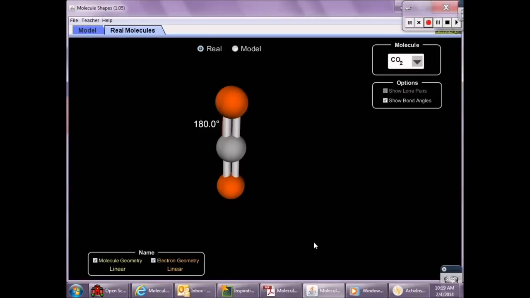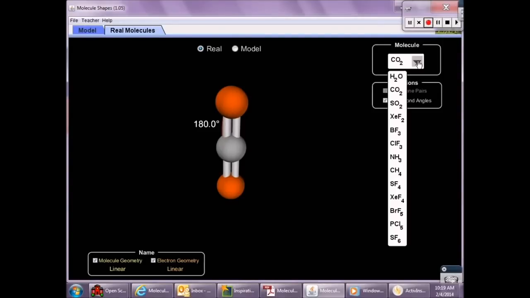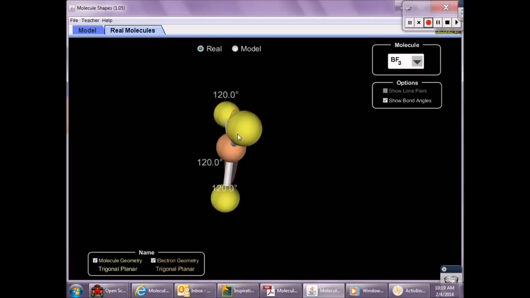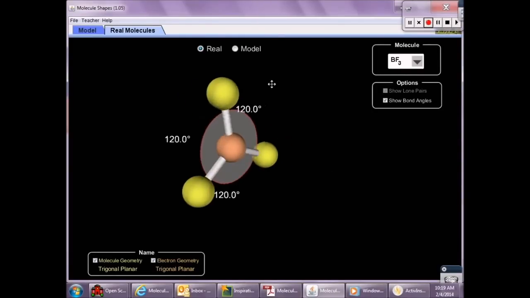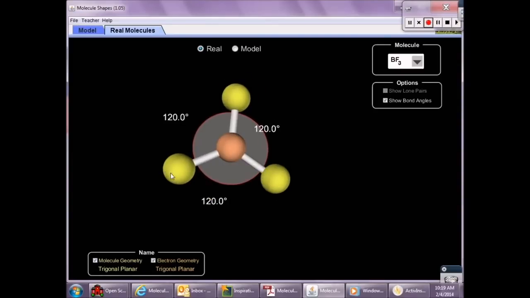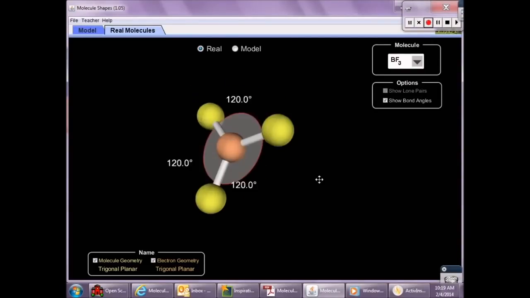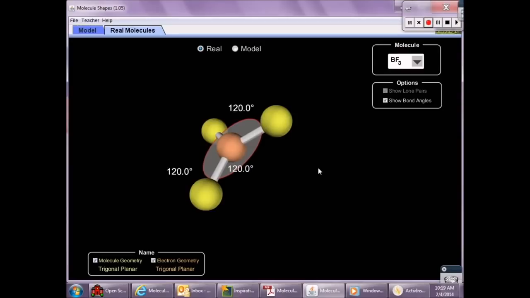Now, this is our first example. Let's go with the second one. I'm going to choose another molecule. I'm going to choose this one. What is the general formula for this one? It is AB3. Good job. Capital A, capital B, subscript 3. AB3. It's like this one.